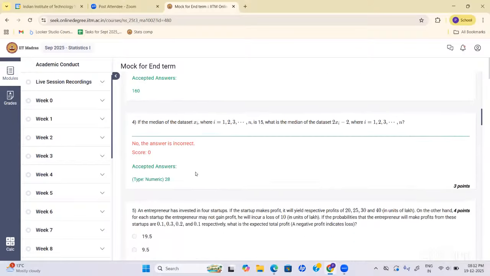Then the next question is: if the median of the data set xi, where i is going from 1, 2, 3 up to n, is 15, then what is the median of the data set 2xi minus 2, where i is also 1 to n? So tell me, how will you solve this question? First we multiply the median by 2 and then subtract 2. Yes, correct.